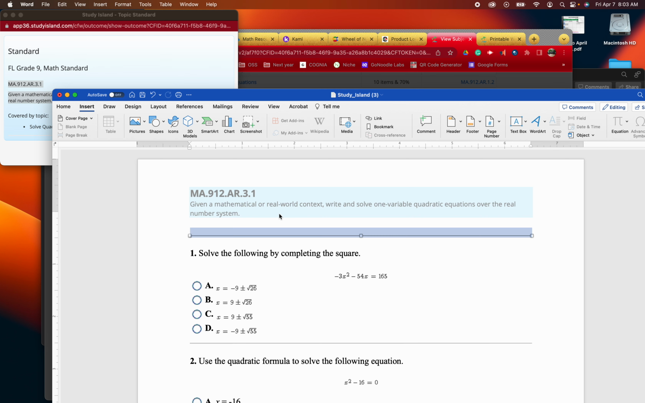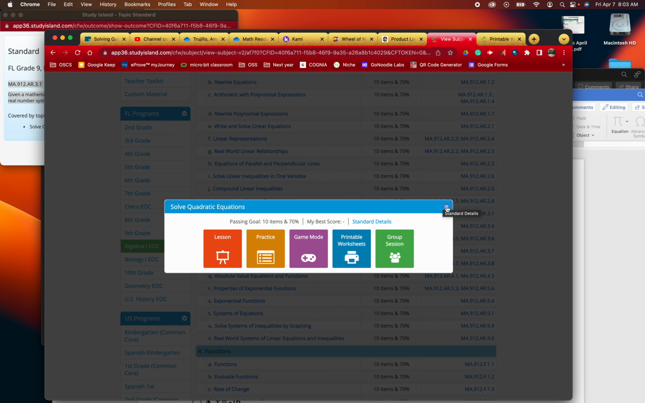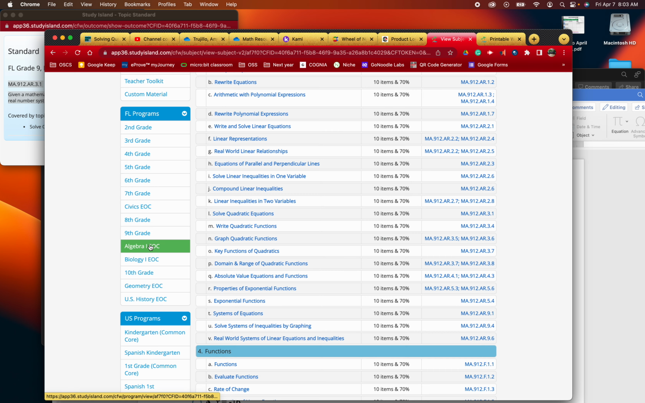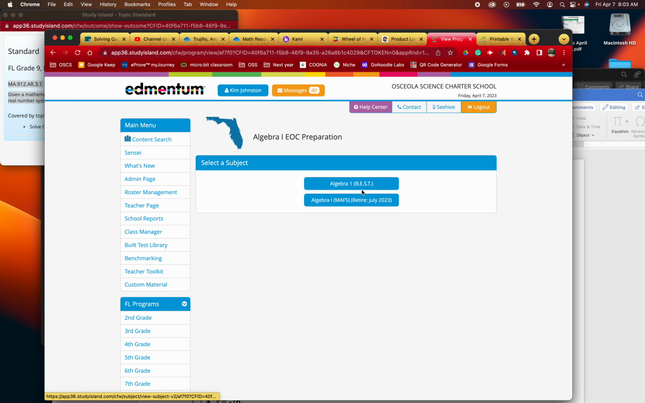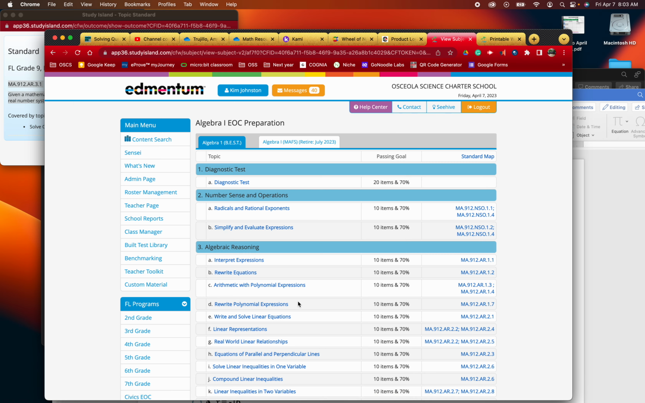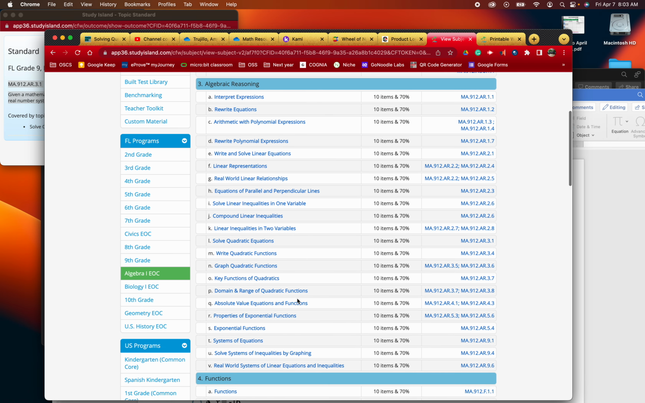Okay, so one way to use Quiz-Trade, which is a Kagan cooperative learning strategy, and Study Island together, is to go to Study Island, go to Algebra, go to BEST, and find which one you want. There's solving, writing, graphing, key functions, domain and range.